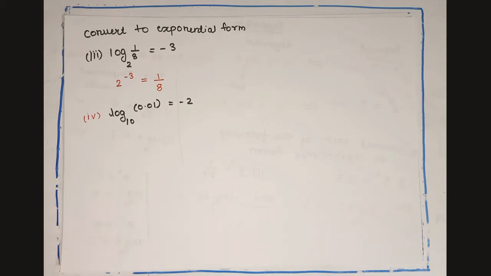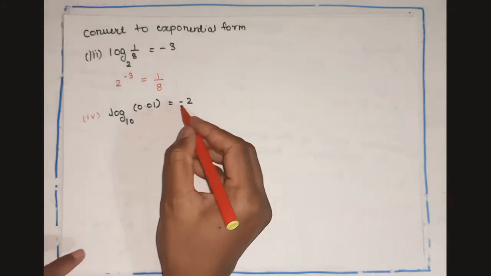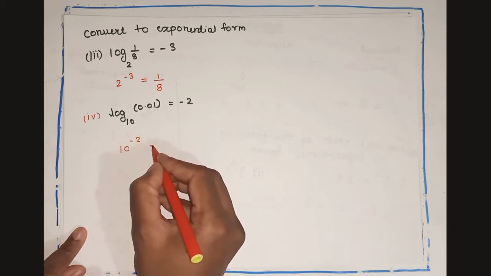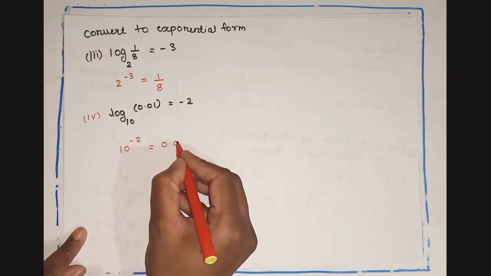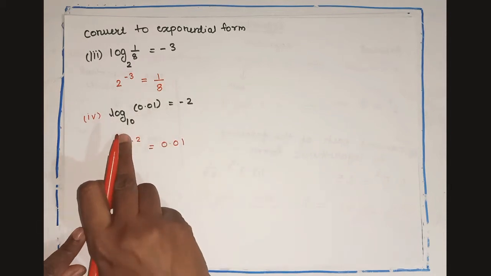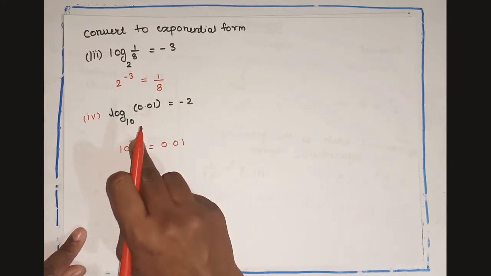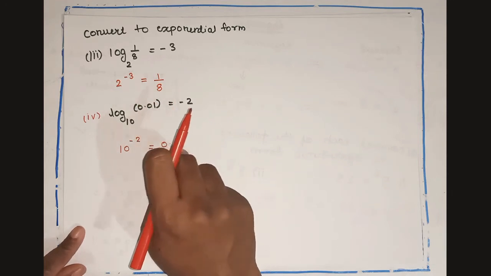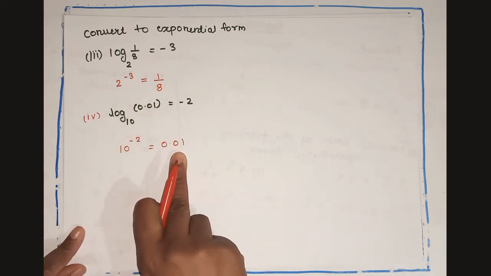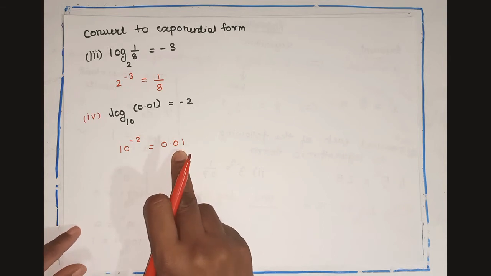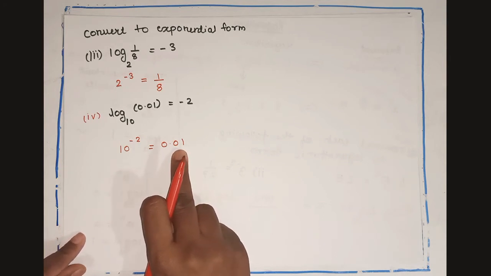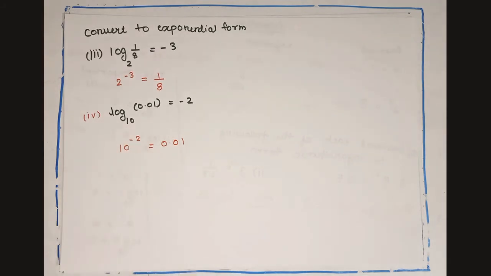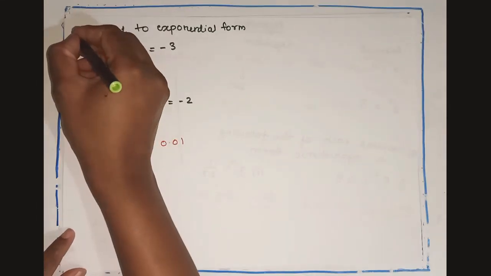How will you do this one? Same way. Okay. 10 to the power minus 2 equals 0.01. This is the base, so here the base, and this answer will come as the power. Okay, and here this will come as your answer. Now same way, the remaining problems are homework for you.